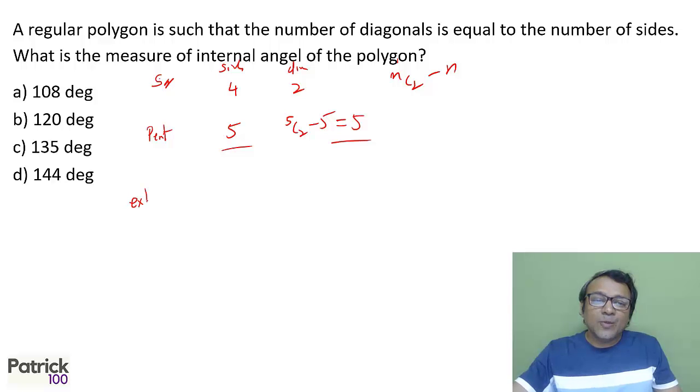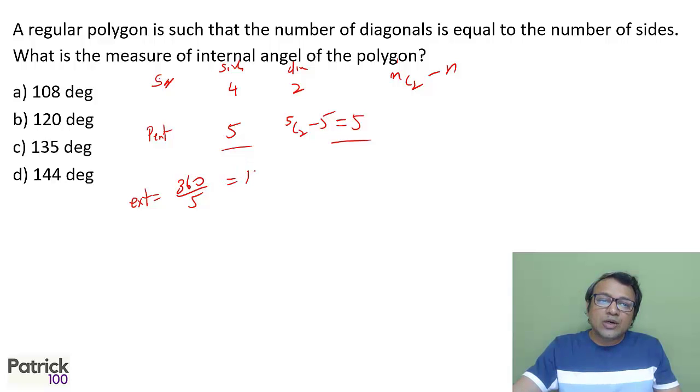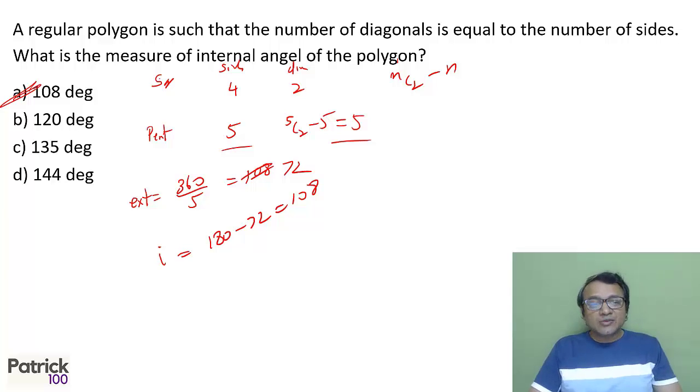The exterior angle of a pentagon is 360 upon 5, which comes to 72 degrees. So that means the interior angle will be 180 minus 72, which will be 108. A option. The exterior angle comes to 360 upon 5, which is 72, so the interior angle will be 180 minus 72, 108.